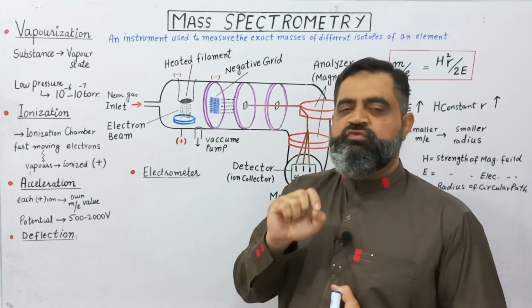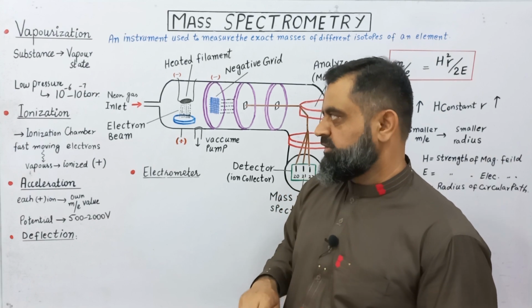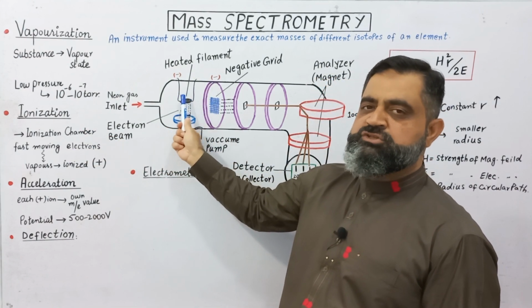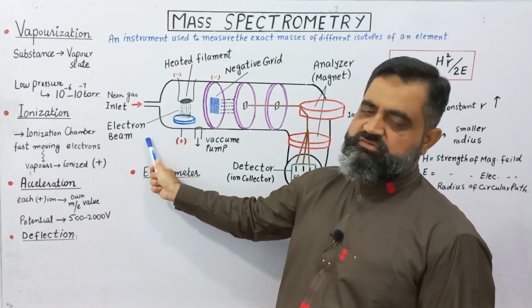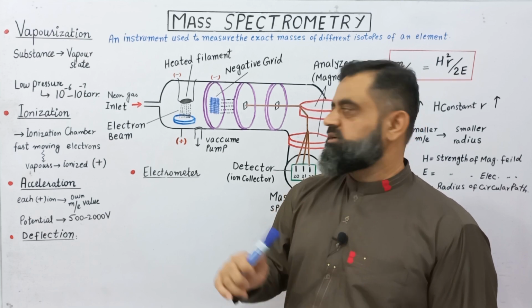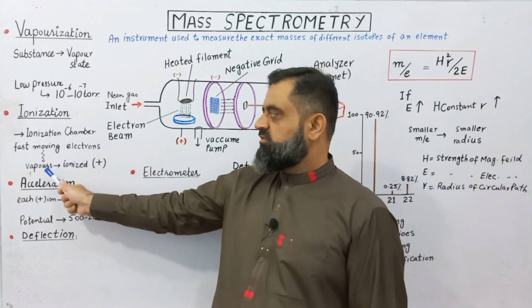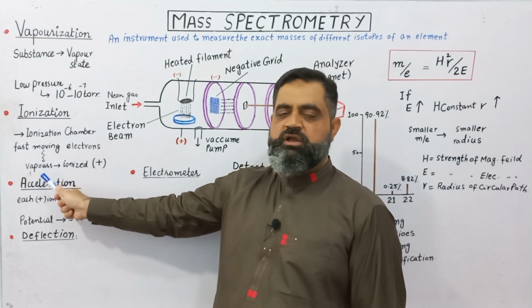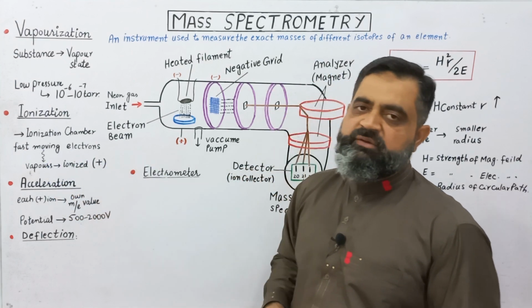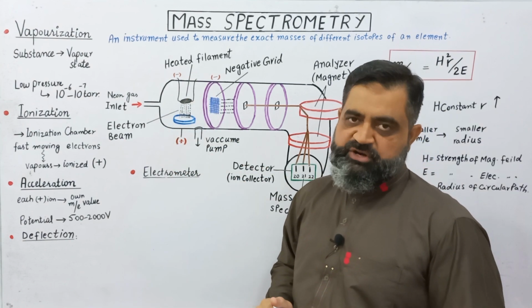But we are going to remove electrons from the outermost shell of the neon gas and convert them into positive ions. In the ionization chamber, there is a heated filament which is going to produce a beam of electrons. This beam of electrons is going to fall on the neon gas present in this chamber. These fast moving electrons will convert the gaseous atoms into ions, and the vapors are going to be converted into positive ions. So this is the second step of the mass spectrometer.